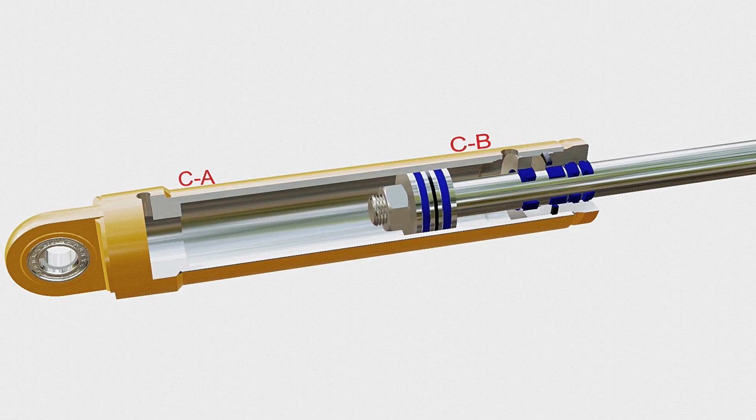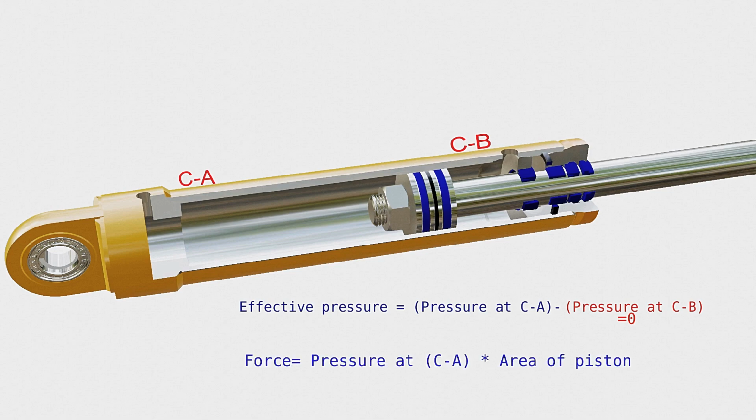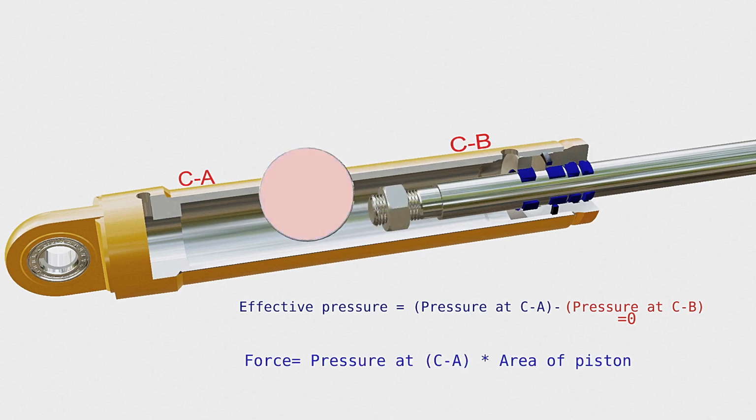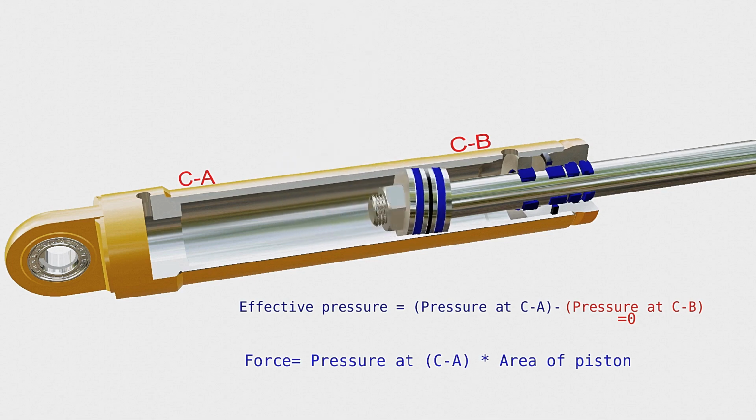The effective pressure that can be used to generate force is the difference of pressure exerted on the high-pressure chamber CA, and that on the low-pressure chamber CB. But the pressure on the chamber CB is almost zero compared to that in the chamber CA. Then the force applied on the piston is the pressure at chamber CA multiplied by the area of the piston. This is the force by which the piston and rod is pushed outwards.